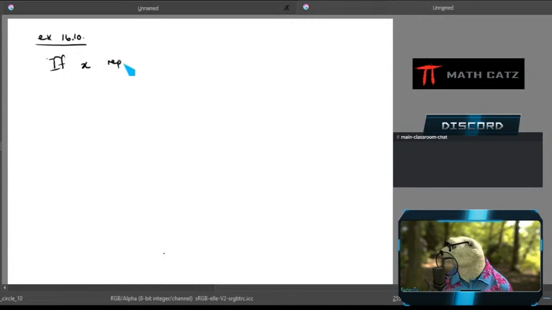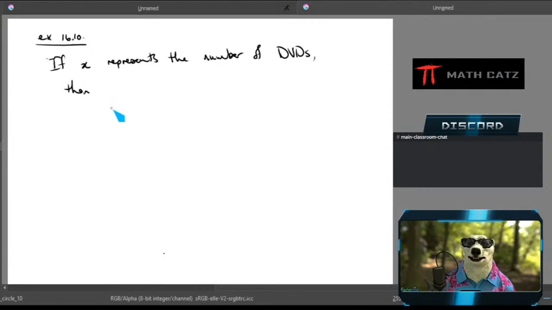If X represents the number of DVDs, then I can use that variable to try and represent the other quantities that are unknown as well. I don't need to define new variables. It makes things unnecessarily complicated. If I can avoid it, then I'm going to.